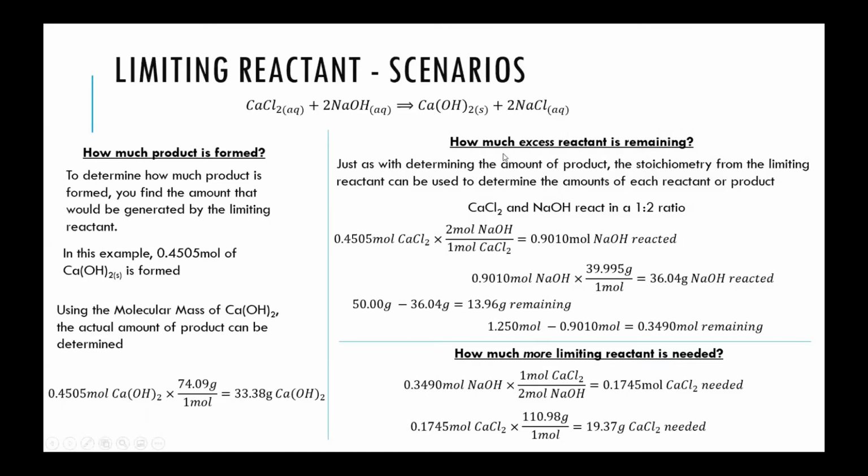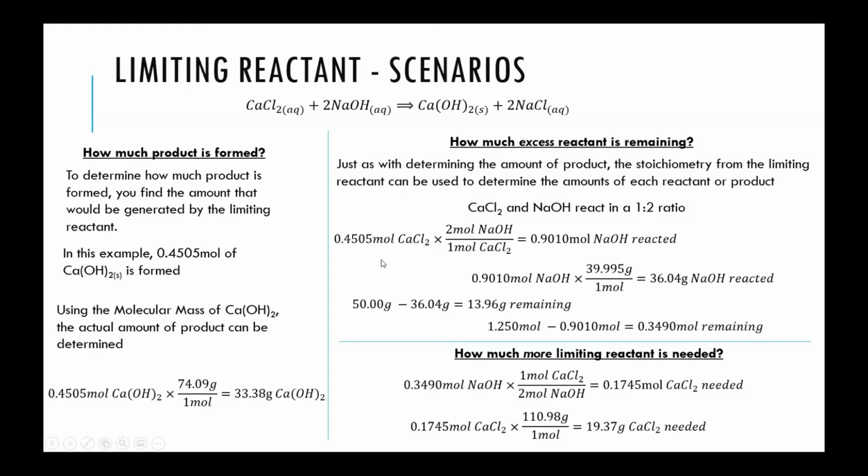The other thing you can do is figure out how much of that excess reactant is remaining. So again, this is all based on the limiting reactant. That's the starting point for these calculations. You have to determine what is the limiting reactant first. So in this case, the limiting reactant was the calcium chloride. And there is 0.4505 moles of calcium chloride.